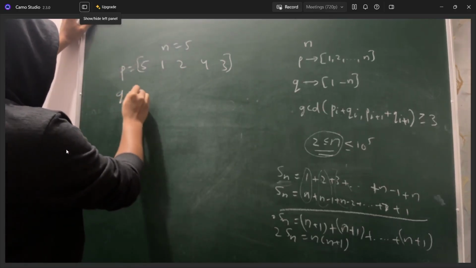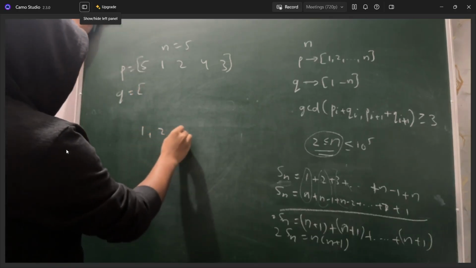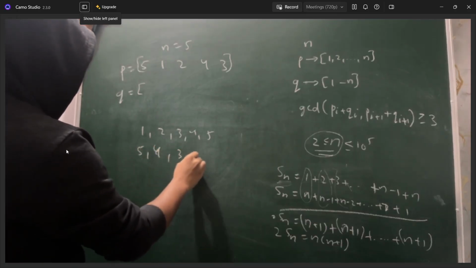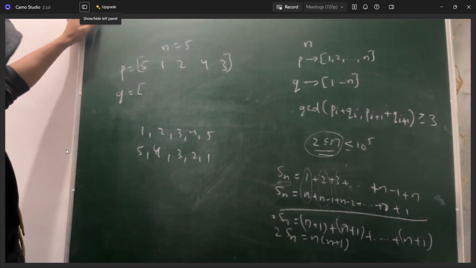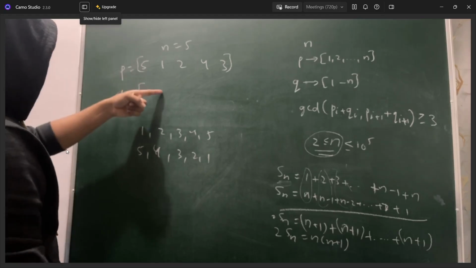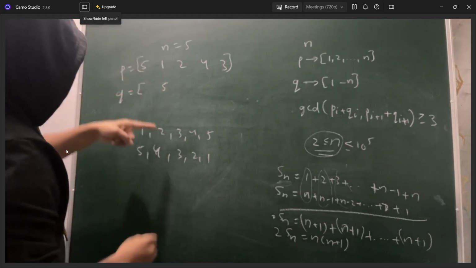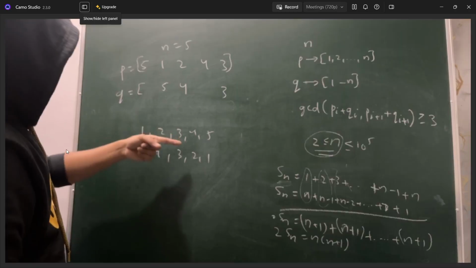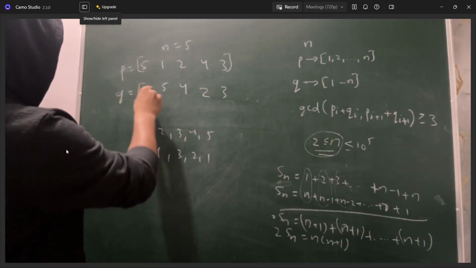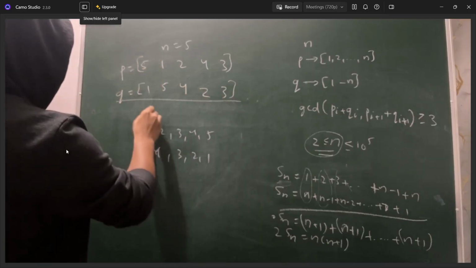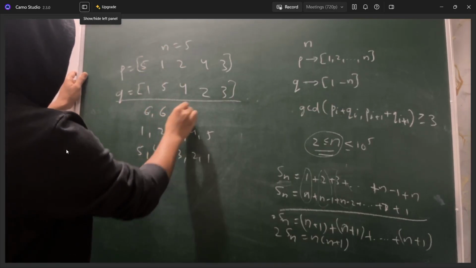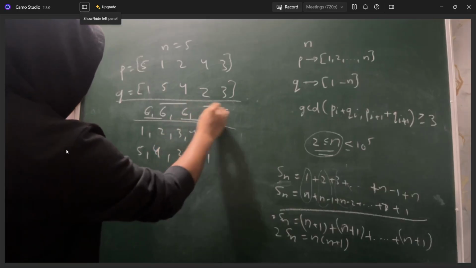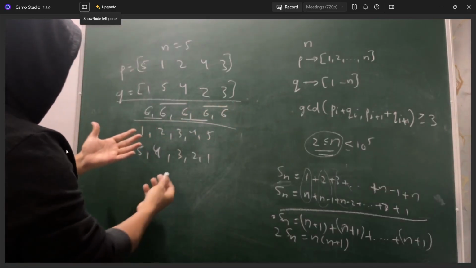Now if you want to find the combination, again you take 1 2 3 4 5, and you take in reverse order 5 4 3 2 1, right? So wherever you have 1, there you insert 5. For 2 you insert 4, for 3 you insert 3, for 4 you insert 2, and for 5 you insert 1. So if you now add these values, that will always be n plus 1, which is 6. So if you happen to choose GCD of pair elements, that will be 6 only, right? And which is greater than or equal to 3.